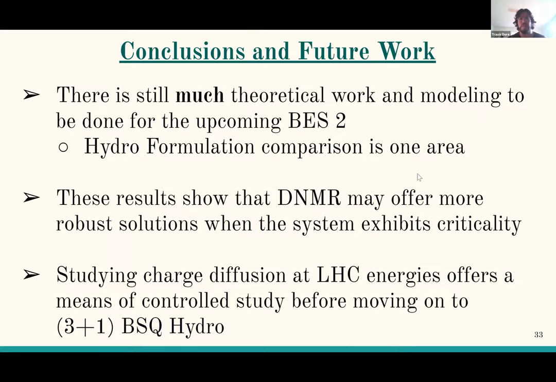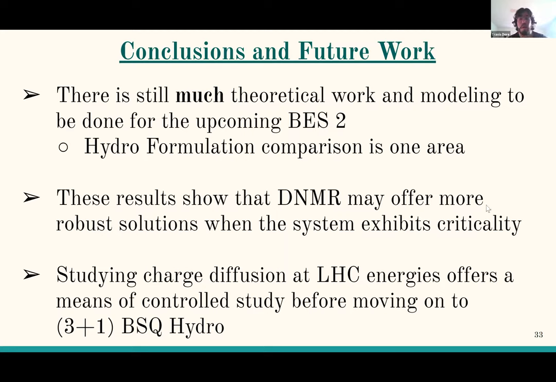I mean, the hydro formulation comparison is one area. Studying critical fluctuations is another area. I mean, there's so much work to be done. The study emphasized here was really not physical, right? But I think the important point is to start the conversation about what these effects are, because I don't think people are really talking about these effects.